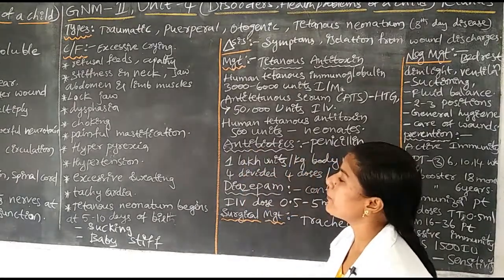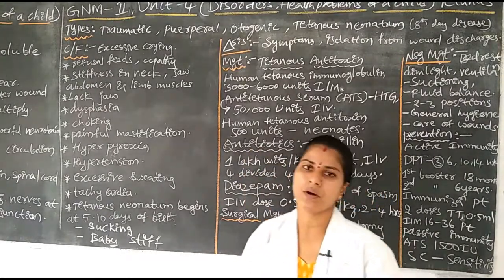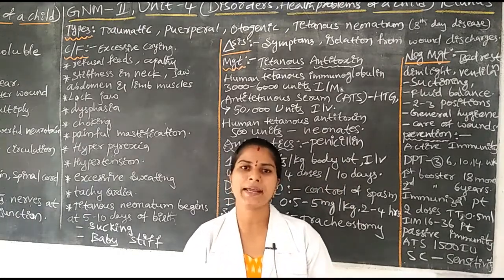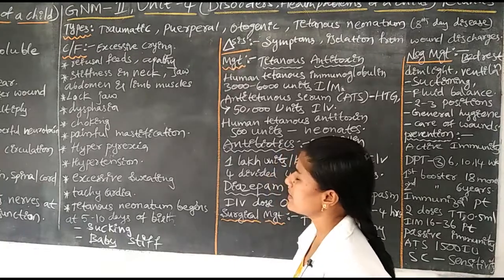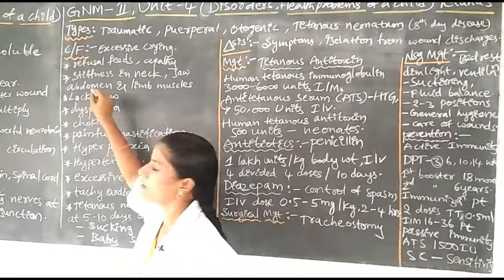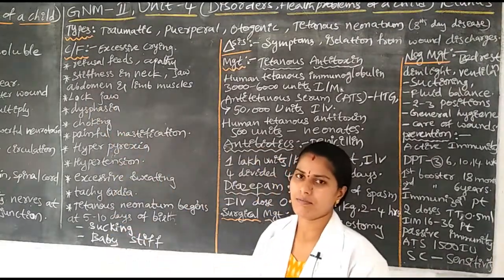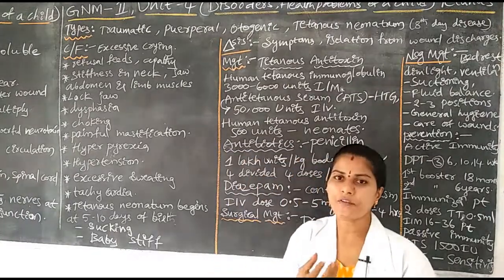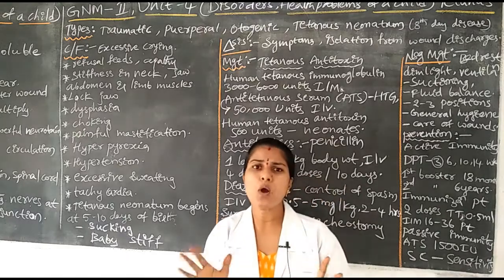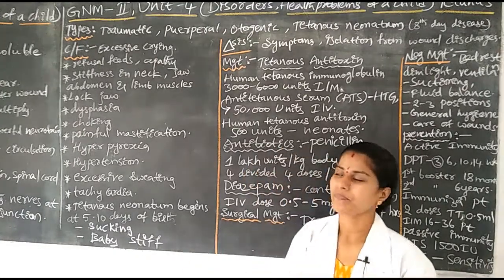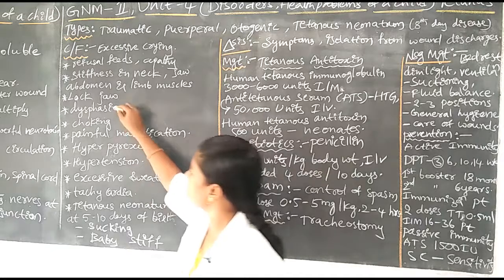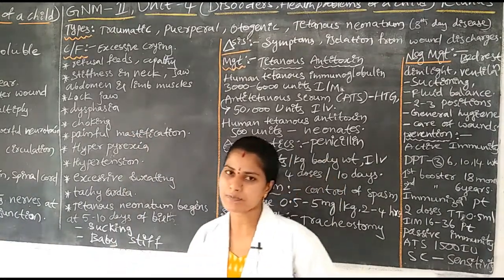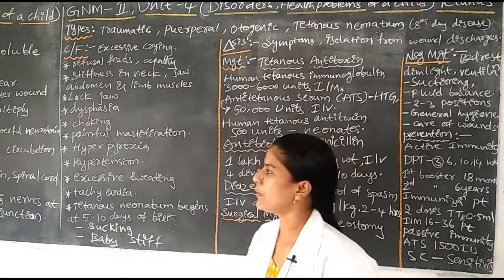Next, the abdominal muscles and limb muscles also become stiff in the children. The jaw has a complete lock, meaning it does not open. For speaking or for eating food, there is no opening of the jaw. Next, dysphagia, difficulty in swallowing. Some children have this problem.